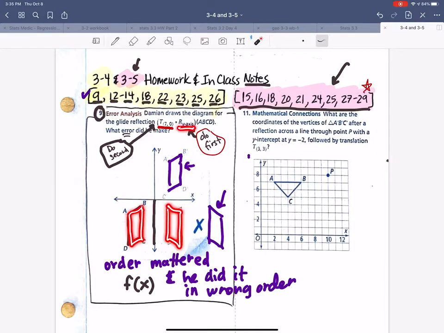I have to do that first, and then I have to move 7 to the right. 7 is in the x, right? So 1, 2, 3, 4, 5, 6, 7. Everybody moves 7 to the right.